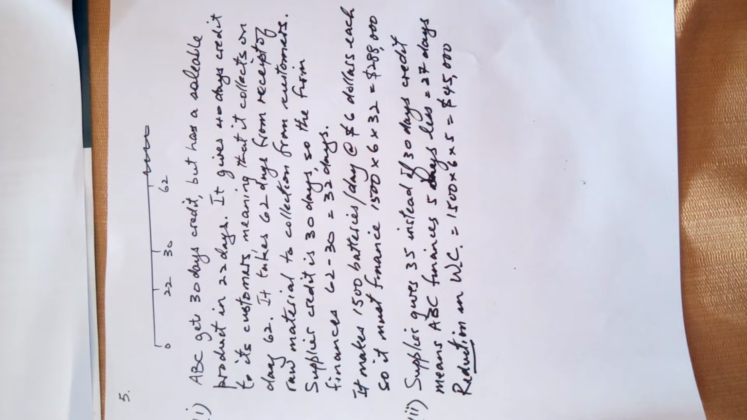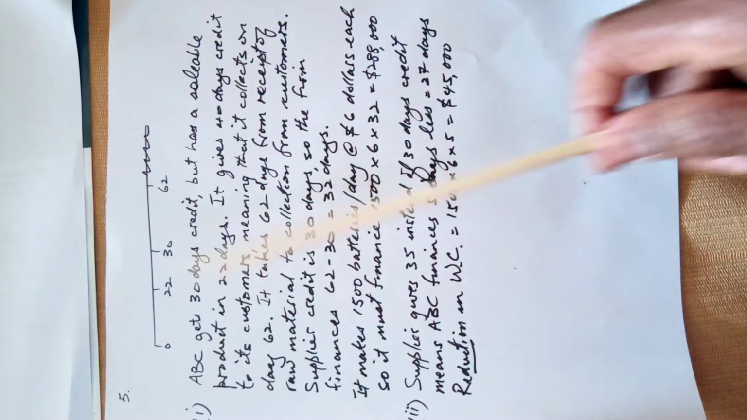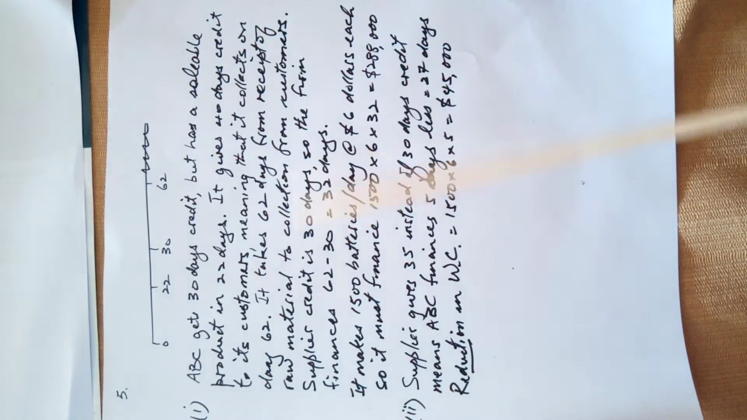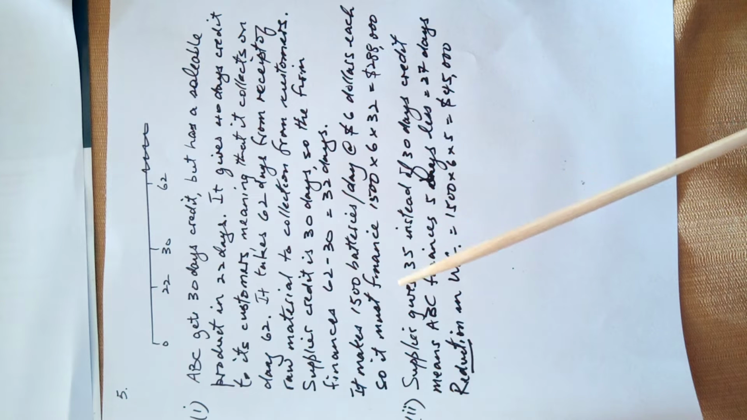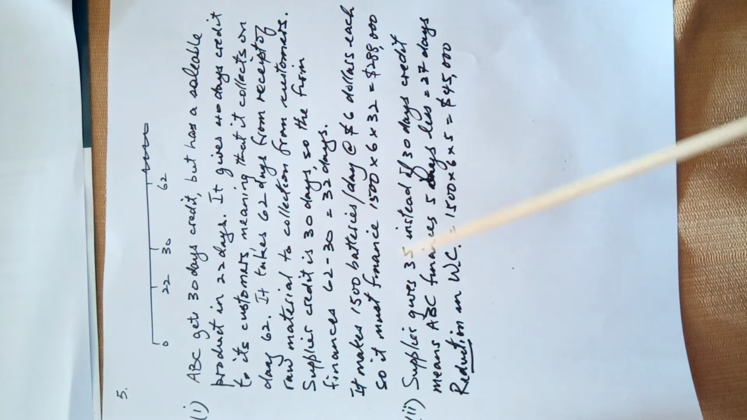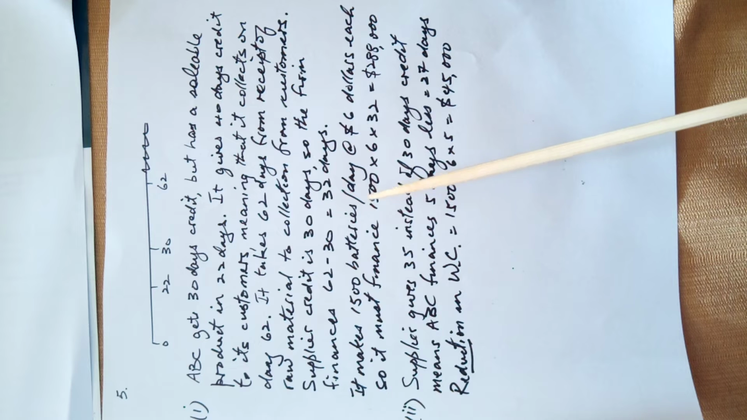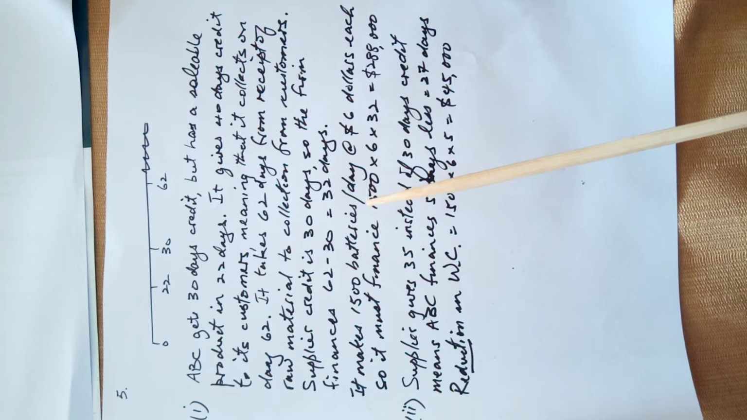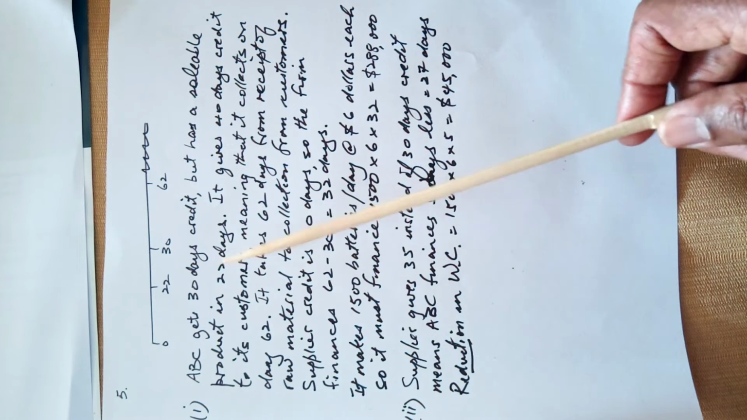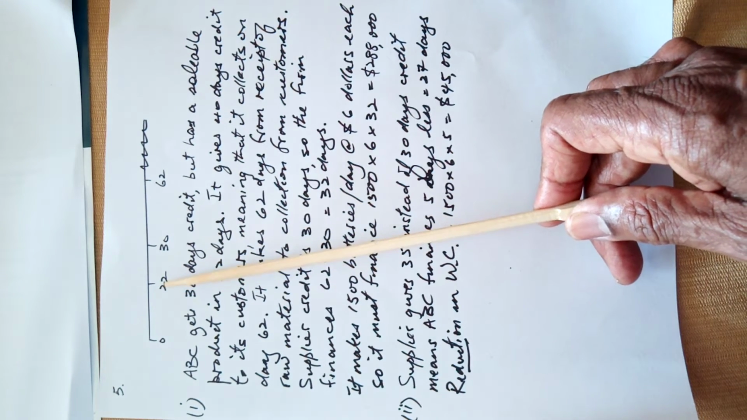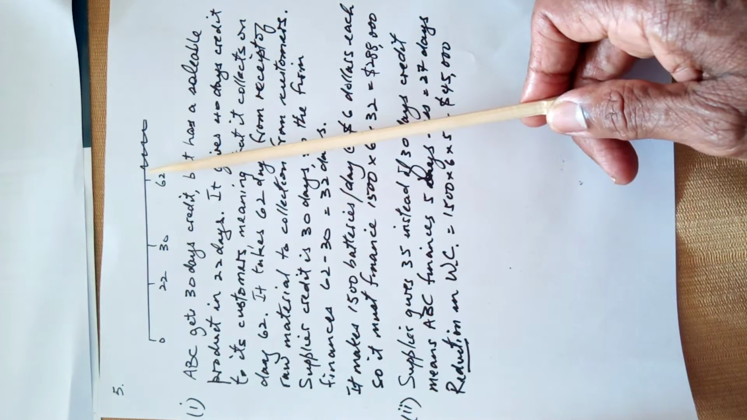conversion cycle. So it takes 22 days to make a battery, but the supplier gives 30 days credit. So our ABC has saleable products 8 days before he has to pay his supplier. But of course, he gives a lot of credit to his purchasers. According to the problem here, he gives his customers 40 days credit. So he starts to sell on day 22, but he collects on day 62.